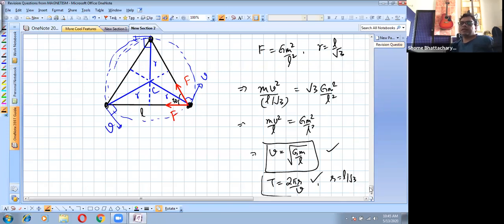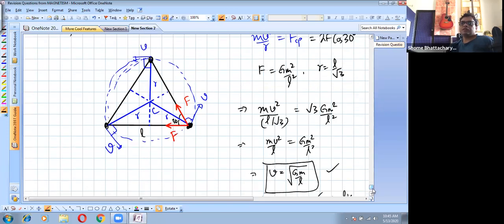So, like this, you can adapt this to n number of particles at the corners of an n-sided regular polygon: 6 particles for regular hexagon, 7 particles for heptagon, like that. So, n particles for n-sided regular polygon. You can develop that general method. Alright, so this is another type of question in gravitation.